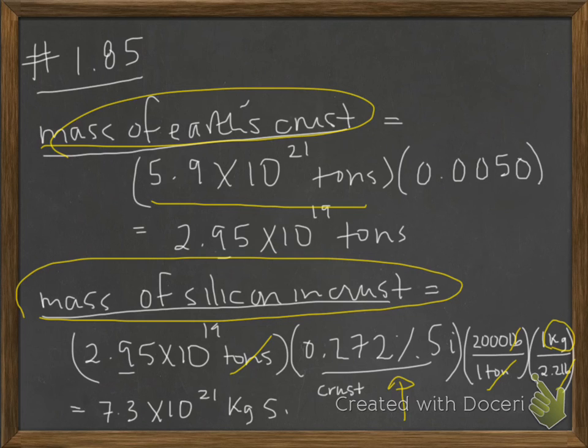In doing so, the final answer, which is in kilograms, is 7.3 times 10 to the 21st kilograms of silicon. We have included the appropriate units, and we have included the appropriate number of significant figures, which is 2.